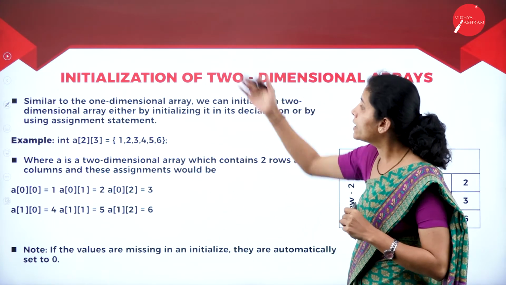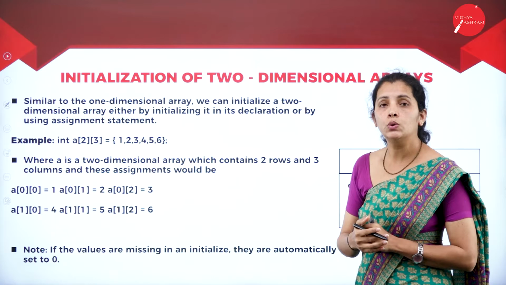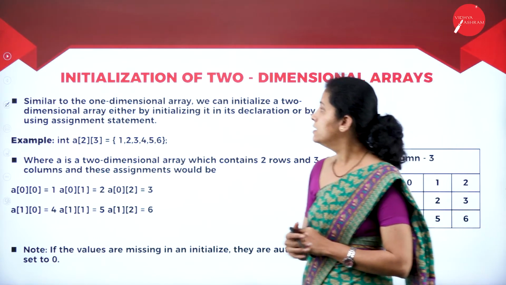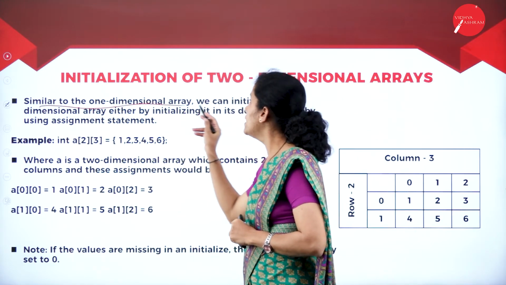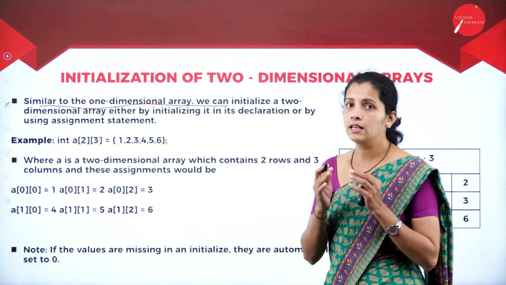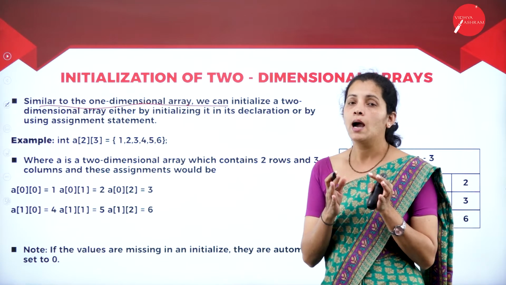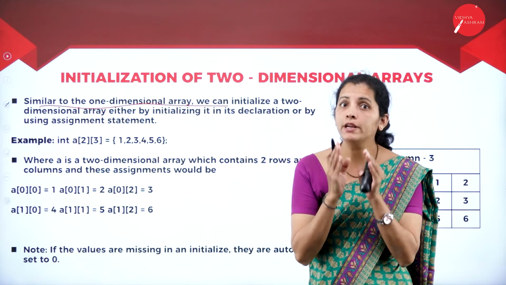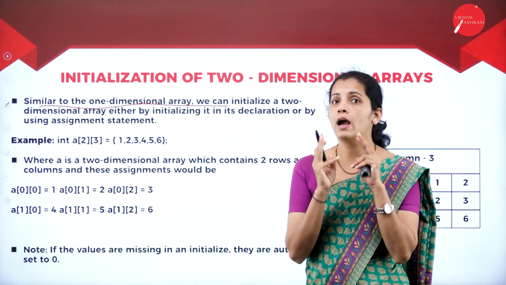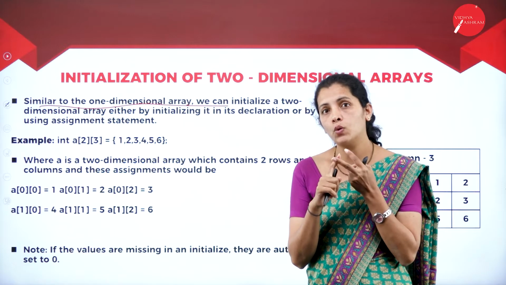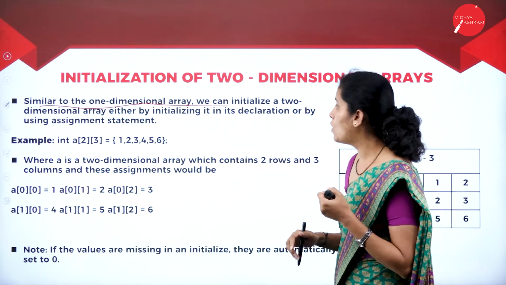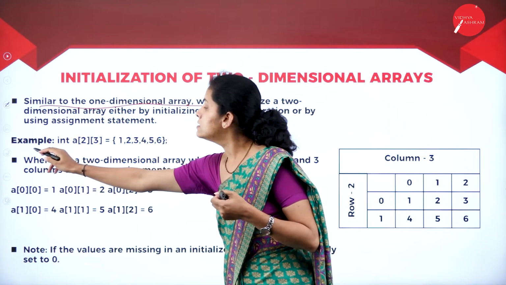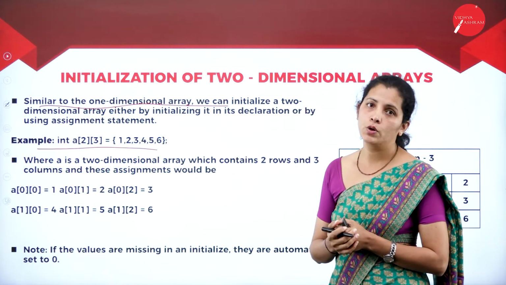That is, how can I initialize a two-dimensional array? It is similar to a one-dimensional array. If I consider a one-dimensional array, I'm going to have only one index. If I'm having a two-dimensional array, I'm going to have two indexes, one for row and one for column. So this is the simple example I'm going to have.